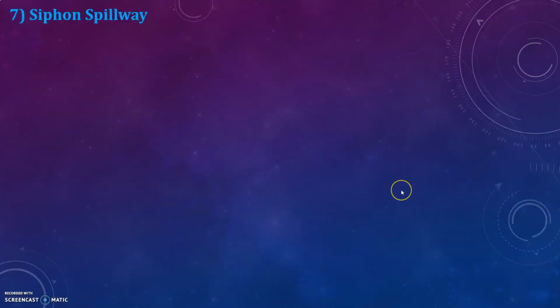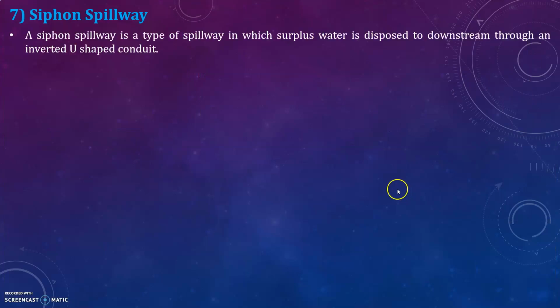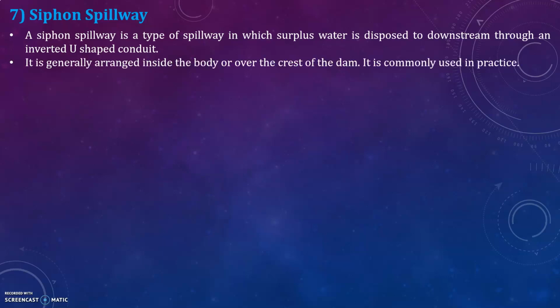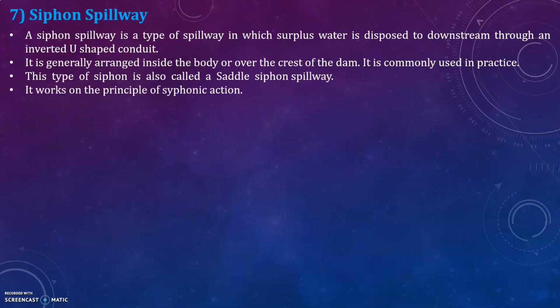Let us discuss the next one, that is Siphon Spillway. A siphon spillway is a type of spillway in which surplus water is disposed to downstream through an inverted U-shaped conduit. It is generally arranged inside the body or over the crest of the dam. It is commonly used in practice. This type of siphon is also called a saddle siphon spillway. It works on the principle of siphonic action.